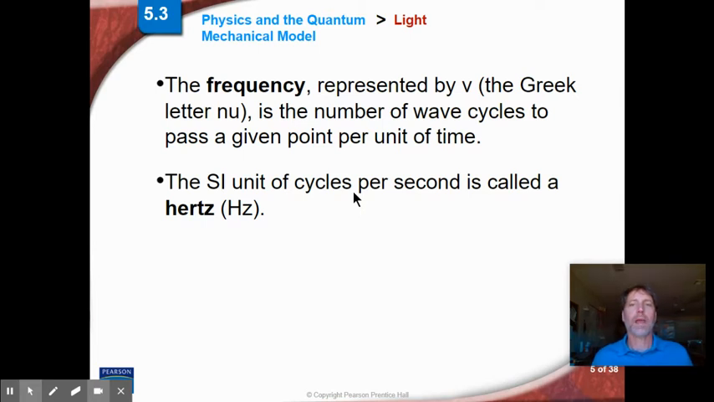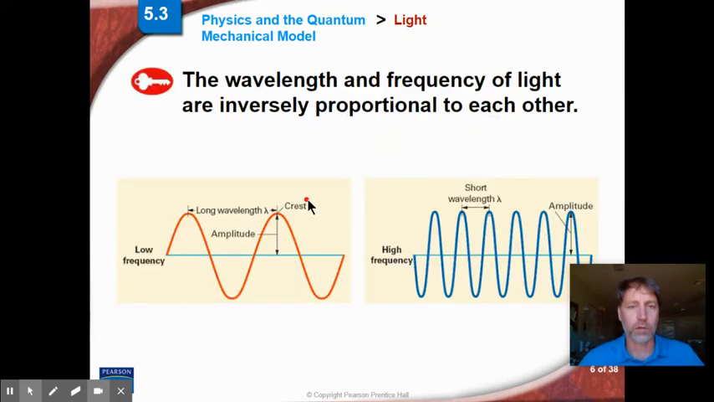The frequency is how many wave cycles you will see in a particular unit of time, and that is the Greek letter nu. So we write that letter kind of like a V with a curly Q on the end there. It's the Greek letter nu. And then the units for frequency are cycles per second, called a hertz. Cycles per second. So let's look at these.